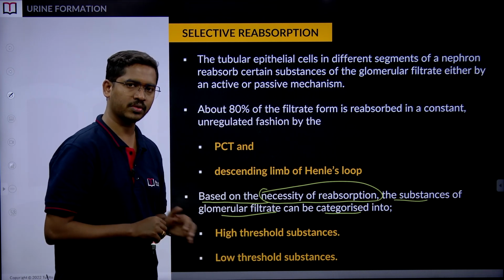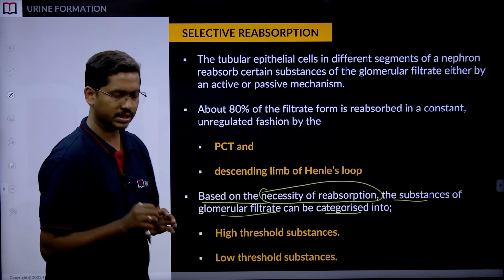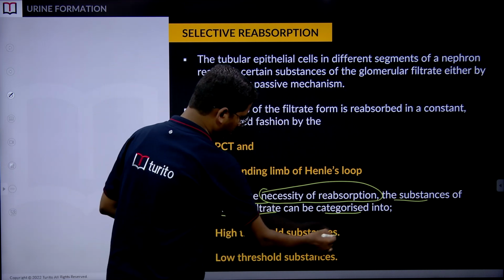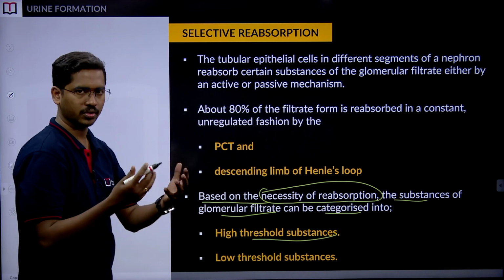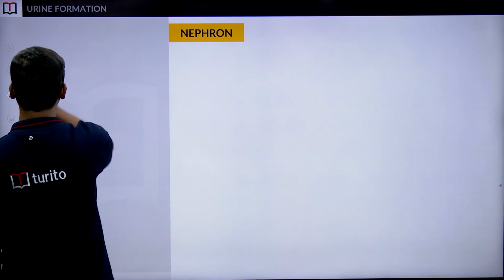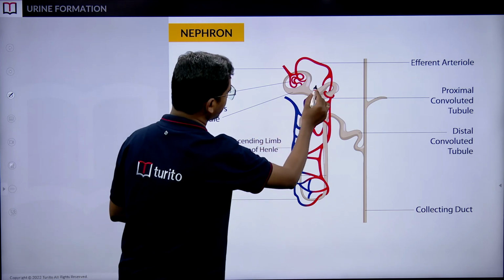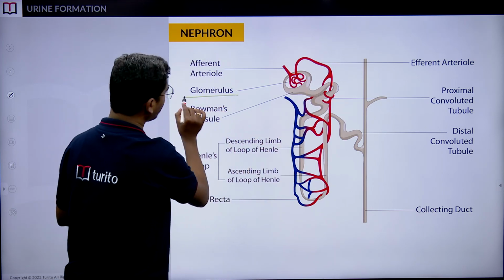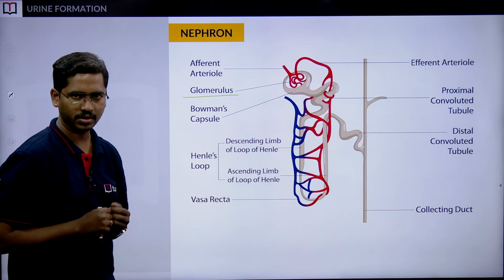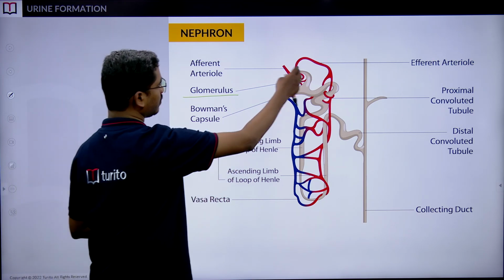Before we go through this classification, one must understand what threshold substances are. Let us go and understand now. Here, this is the glomerulus, which is having the ultrafiltration process. So, it filters everything.